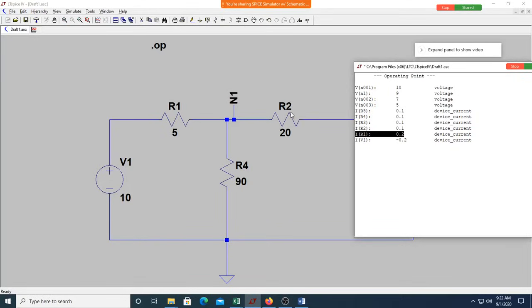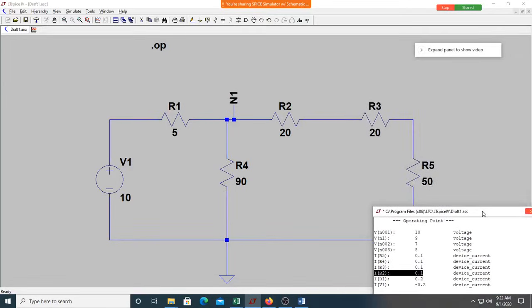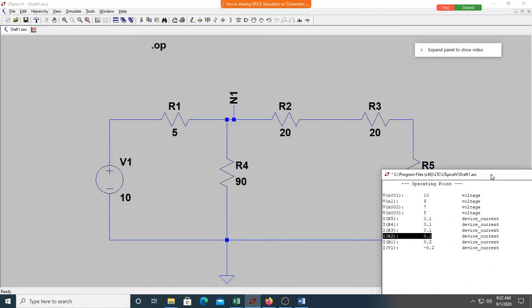200 milliamperes is equal to the current flowing through R2 plus the current flowing through R4. How much is the current flowing through R4? 100 milliampere. How much is the current flowing through R2? 100 milliampere. So is Kirchhoff current law verified? 200 milliamperes is equal to 100 milliampere plus 100 milliampere in this branch and this branch. It is equally divided because of the resistance. Correct? Yes, sir.